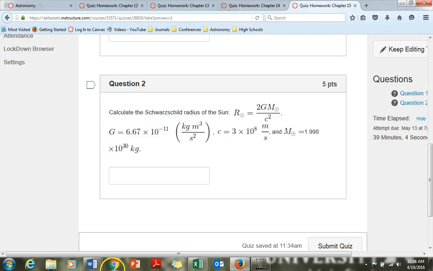Last problem. Calculate the Schwarzschild radius of the sun, right? All right, so the Schwarzschild radius of the sun is 2 times G times the mass of the sun divided by the speed of light squared, right? G is 6.67 times 10 to the minus 11. C is 3 times 10 to the 8. Mass of the sun, I listed it here, 1.998 times 10 to the 30th kilograms, right? This gives us the mass of the sun.